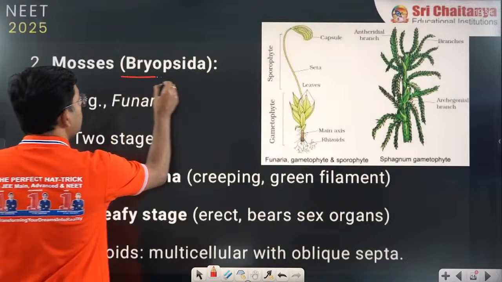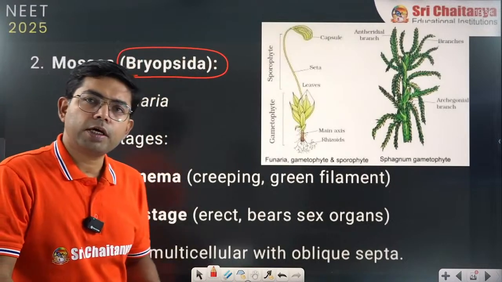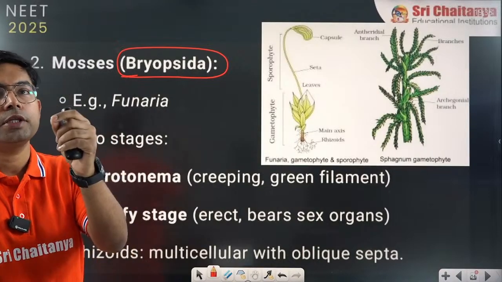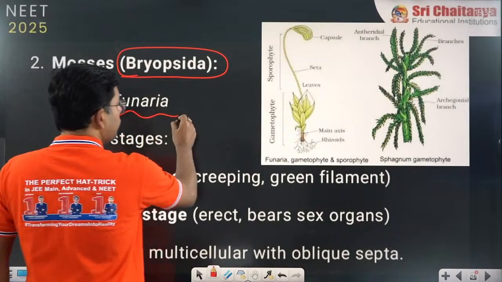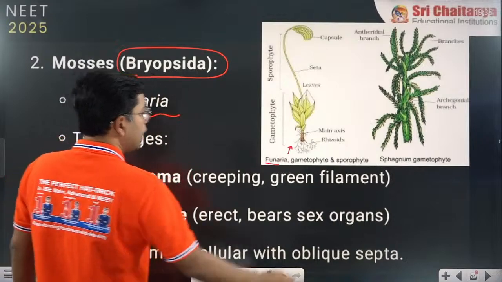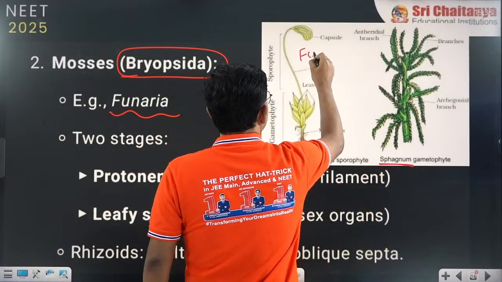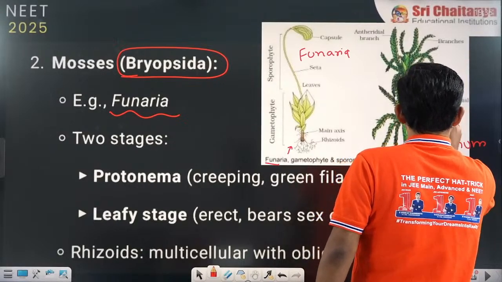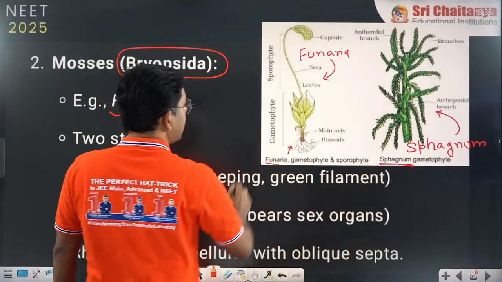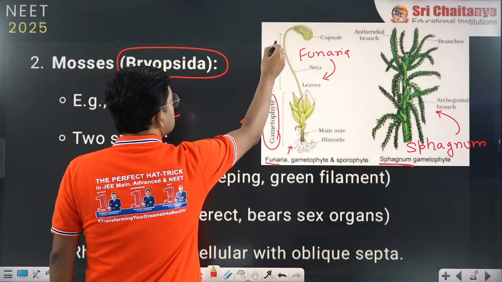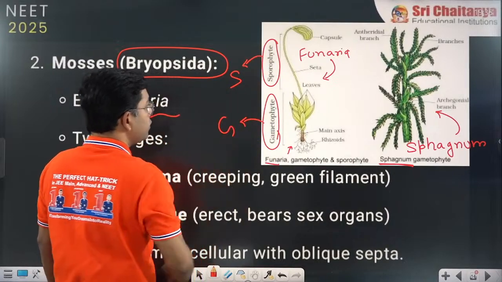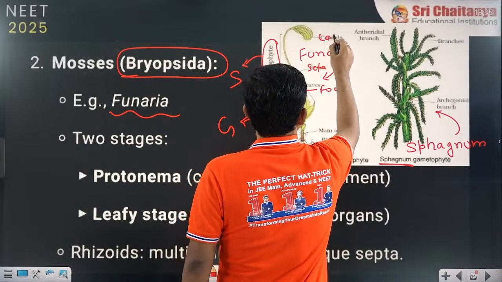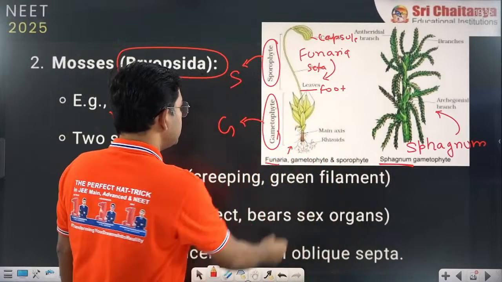So mosses are also called bryopsida. Mosses are also bryophyte. So in mosses also, which will be the dominant phase? The gametophyte will be the dominant phase. Example here you can see Funaria, and this is a Sphagnum. So 2 examples you remember, Funaria and Sphagnum. Now if you see it carefully, this part is the gametophyte and this is the sporophyte. Sporophyte here also is divided into foot, seta and capsule.